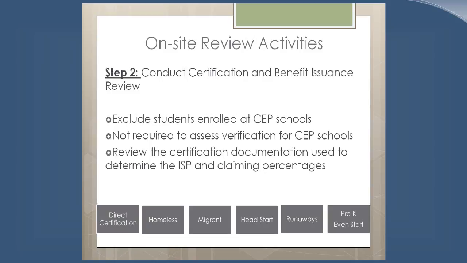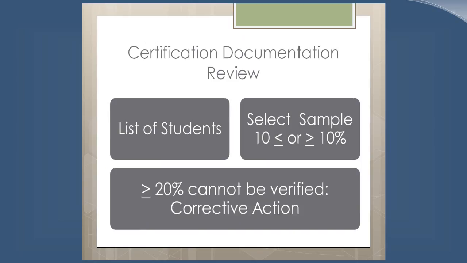Students who are categorically eligible based on information such as a case number submitted through a free and reduced price application are not included on those direct certification lists. The certification documentation review must include obtaining the list of all students used to derive the ISP and selecting a minimum of 10 or a maximum of 10% of student names at random to verify that those students can be found on source documentation that certifies free eligibility.